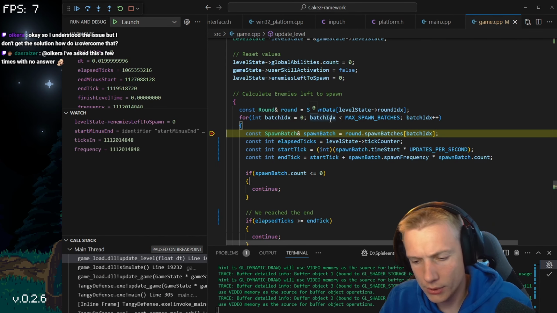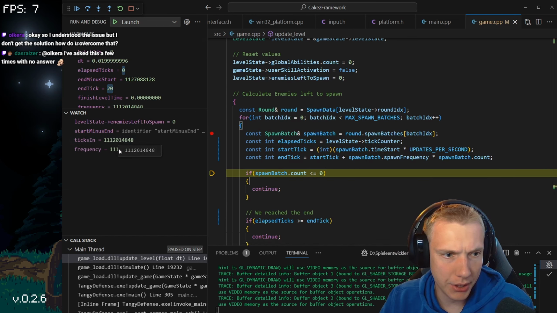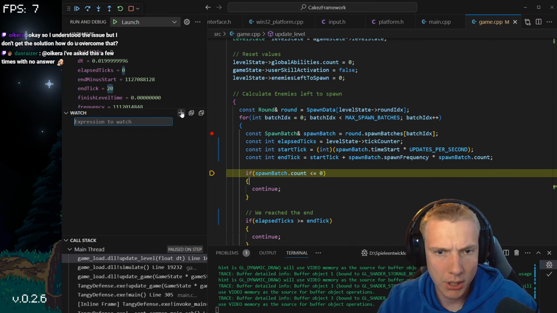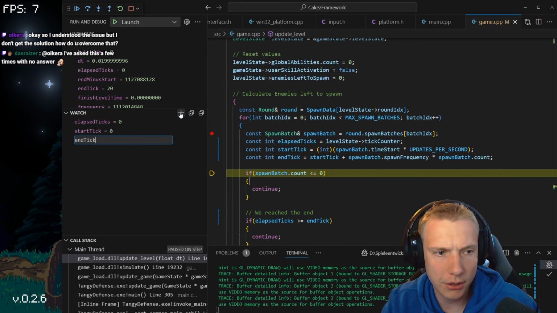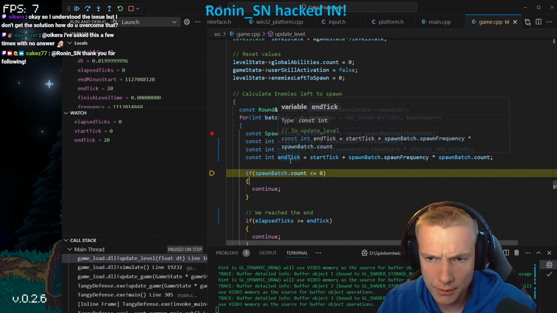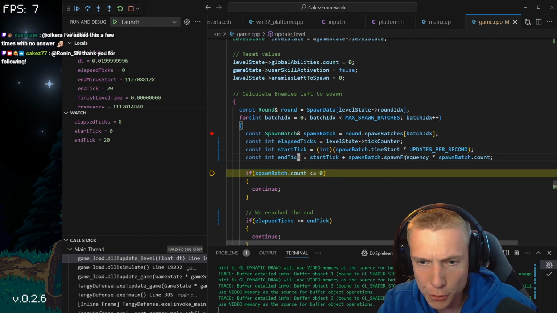Huh. Let's see. Ticks in frequency, let's see. Elapsed ticks 0. Start tick 0. End tick should be... Gotcha! I forgot the spawn frequency here.